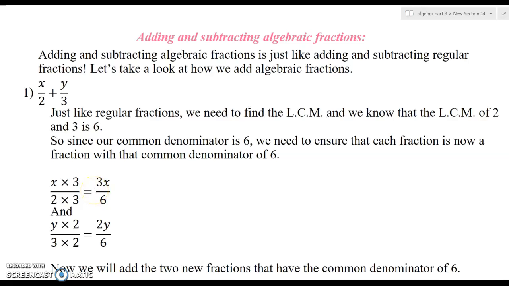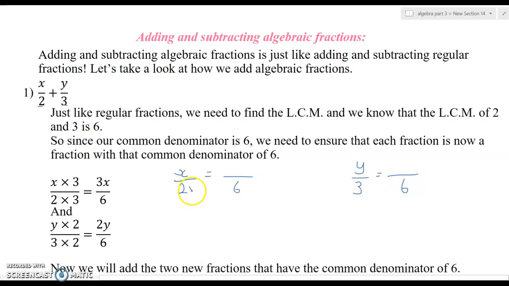So let's look at this first example here. We have x over 2 plus y over 3. Now we treat it just like regular fractions, meaning that when you're adding or subtracting regular fractions, the first thing you need to do is find the LCM, that common denominator. Here our denominators are 2 and 3. We know that the LCM of 2 and 3 is 6. So now let's make each fraction, x over 2 and y over 3, into new fractions over the common denominator of 6.